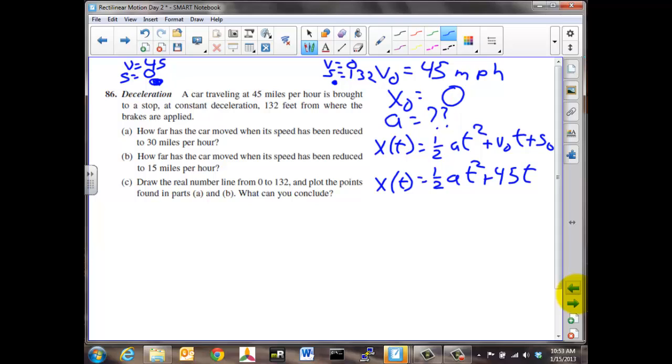Well, in the next problem it asks how far the car has moved. So what are we asking for? Position, velocity, acceleration? Position. So we're looking for an X when its speed has been reduced to 30 miles an hour. So what's that 30? A V. All right?